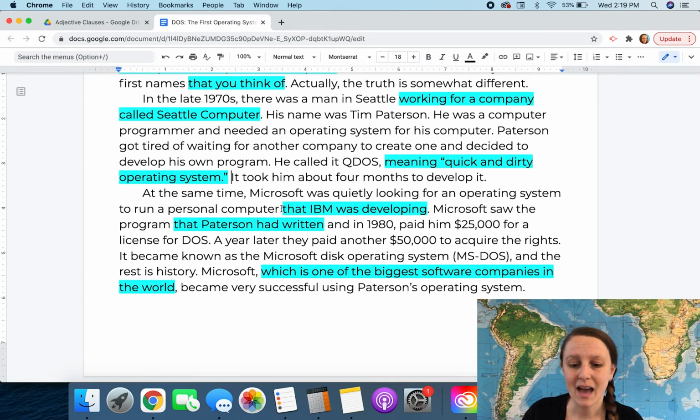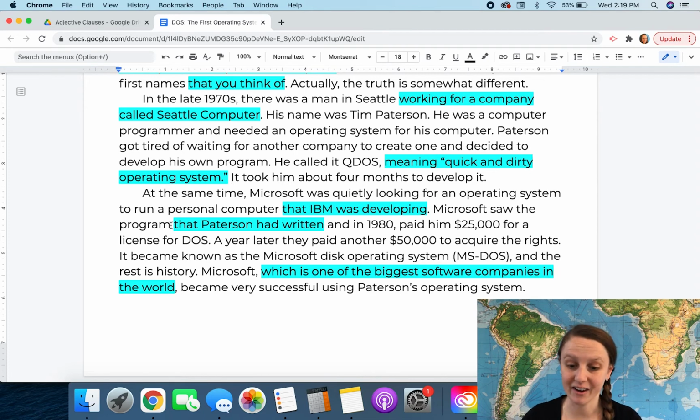We see that IBM was developing. In this case, that is an object relative pronoun. We have subject IBM and verb was developing. So because that is an object relative pronoun, we cannot reduce this to an adjective phrase. And the same is true for the second one. That Patterson had written, that is an object relative pronoun in this case, so we cannot reduce this clause. It stays how it is.